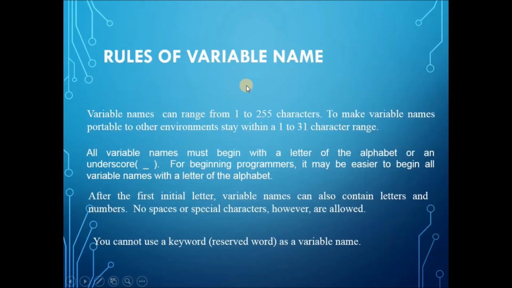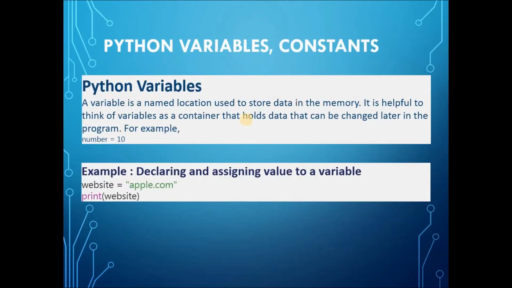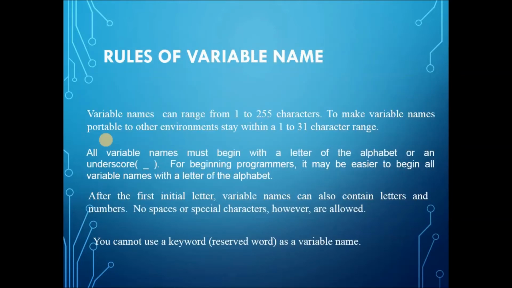After that, rules of variable names. Some rules of variable names are there. A variable name can range from 1 to 255 characters. Some compilers or interpreters allow it up to 1 to 31 characters. So here I am writing, see, number. How many characters are there? 1, 2, 3, 4, 5, 6 characters are there. So in place of 6, you can write 1 to 255 characters, or 1 to 31 characters, as some of the compilers allow.